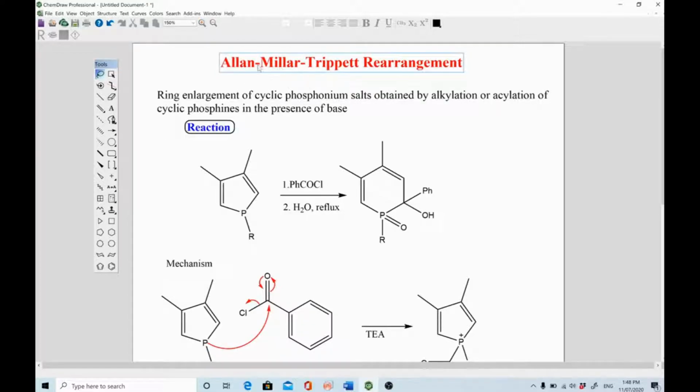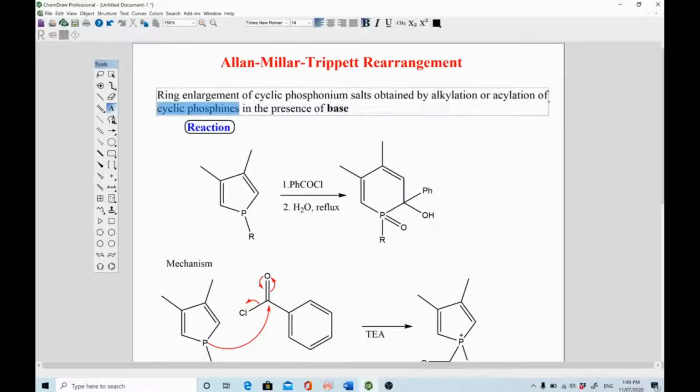Alright, let's start with the definition or the introduction of this name reaction, the Allen-Miller-Trippett rearrangement. This reaction is a ring enlargement of cyclic phosphonium salts obtained by alkylation or acylation of cyclic phosphines in the presence of base. So from the definition, you can see that we need a phosphonium salt, we need an alkylation reagent or acylation reagent, and we need a cyclic phosphine and a base. These are the key things we require in order to carry out this sort of rearrangement.